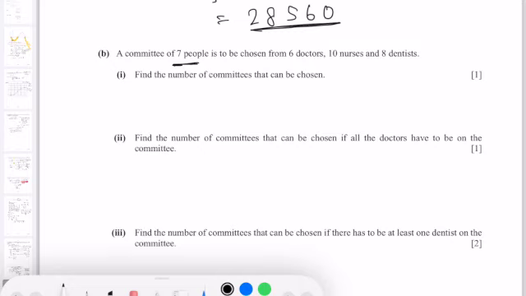Now, 7 people will be chosen from 6 doctors, 10 nurses and 8 dentists. So find the number of committees that can be chosen. Randomly you can choose. From how many people? There are 6, 10, 8, that is 16, 24 in total. From 24, just choose 7 people. There is no problem at all.